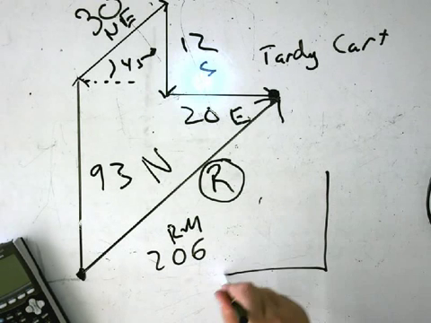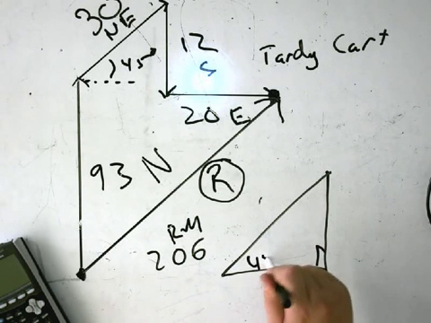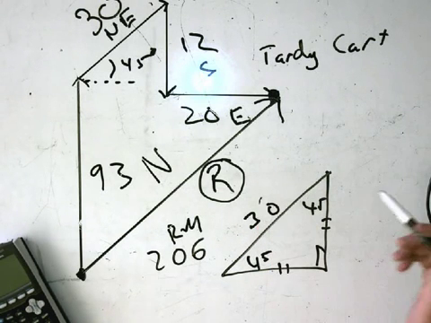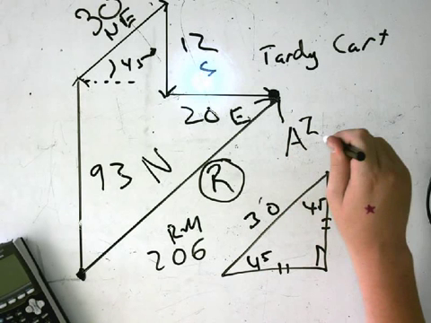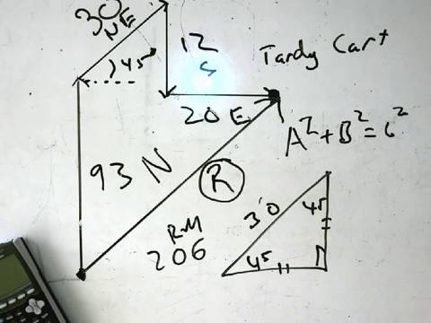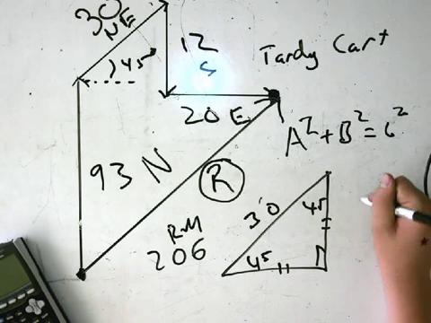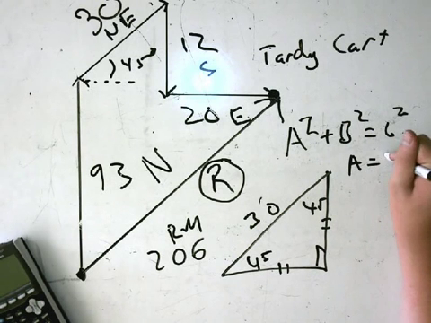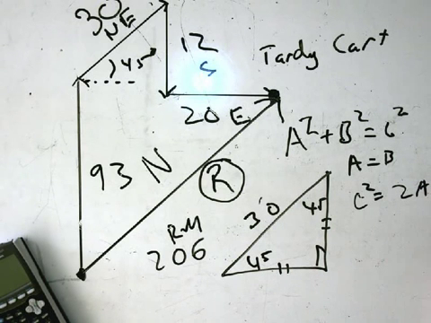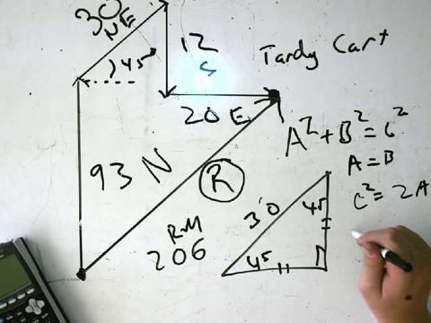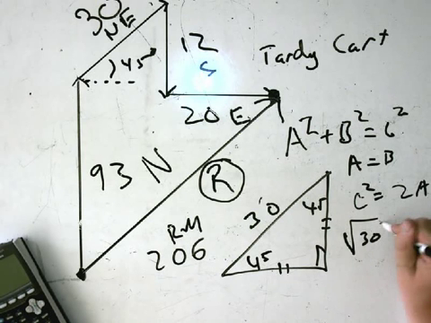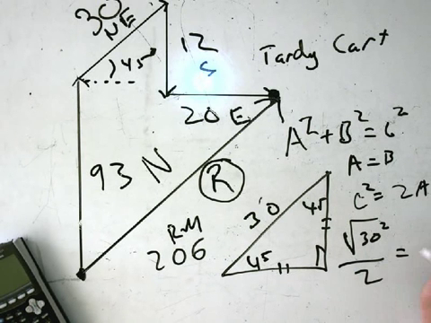What we know is that this is an isosceles right triangle, because the angles are 45, 45, and 90. So these two sides have to be equal, and this is equal to 30 steps. Using the Pythagorean theorem, a squared plus b squared is equal to c squared, we know that a is equal to b. We can rearrange this to say that c squared is equal to 2a squared, and then take the square root of both sides.